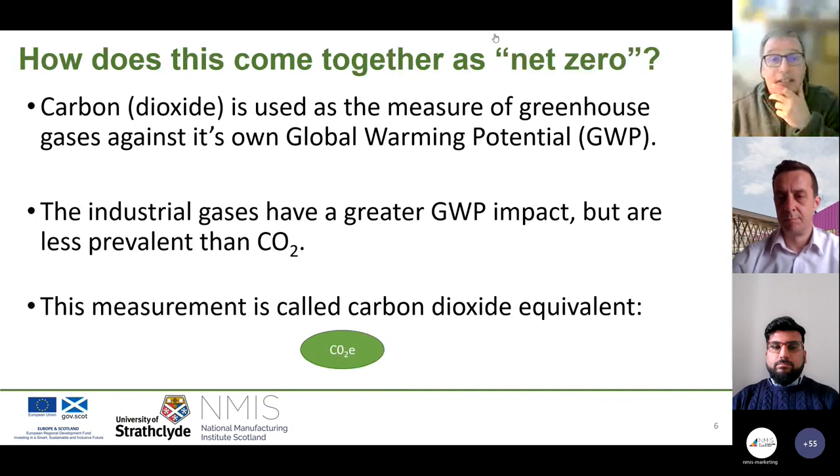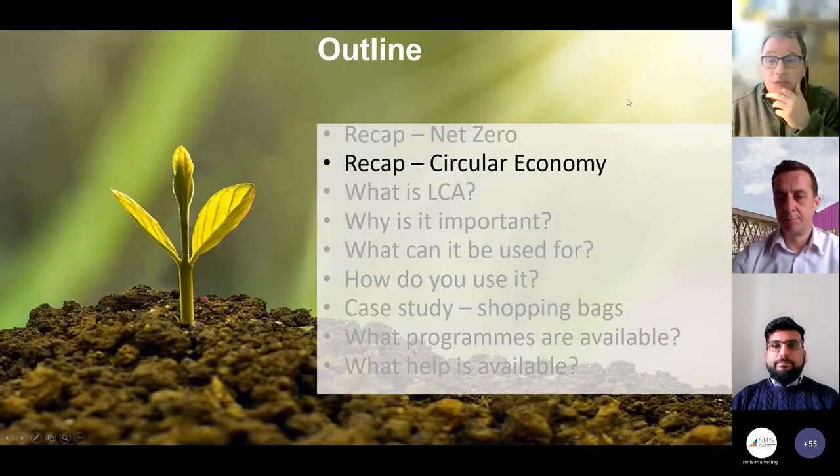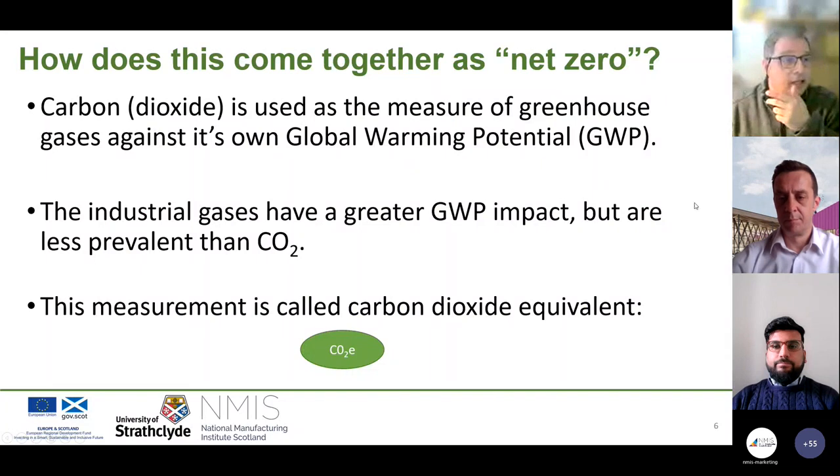How does it come together as net zero? Well, sorry, I've just jumped ahead one. Okay, beg your pardon. How does it come together as net zero? Well, we know carbon dioxide is used as the measure, and it's what we call the global warming potential. So it's a way to quantify each gas against that. So that is our baseline, and we see if it's worse or better.